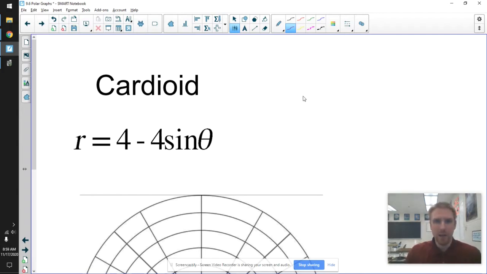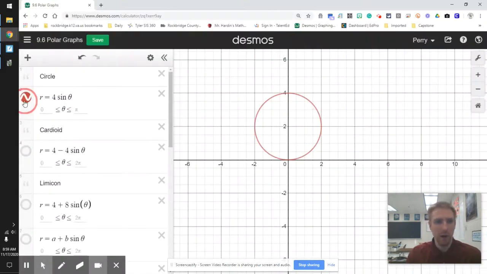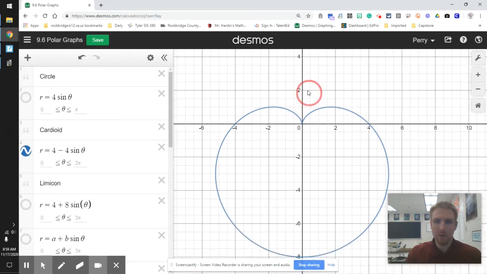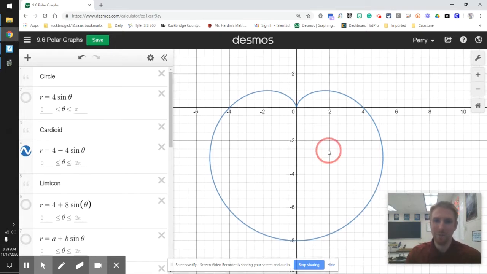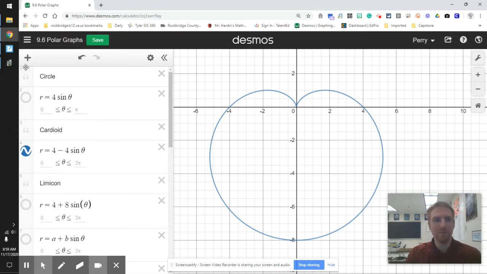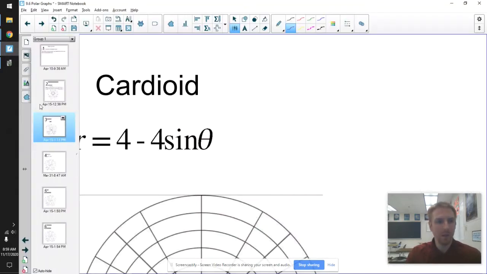So the next shape to look at is called a cardioid, and it sounds kind of like heart. That's really what it's going to look like, kind of a heart shape. So it's 4 minus 4 sine theta, and we'll look at some of the details of why it looks the way it does. There it is. It kind of looks like a lily pad too. A lot of people will say that it's more like a lily pad, and I can see that too. But it's sort of got a heart shape. It's called a cardioid.